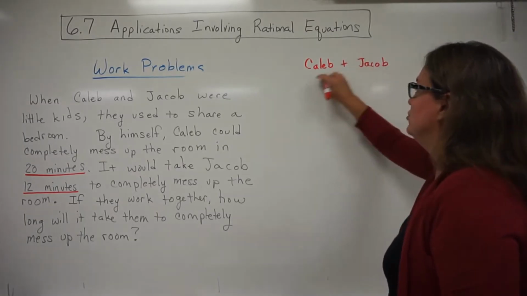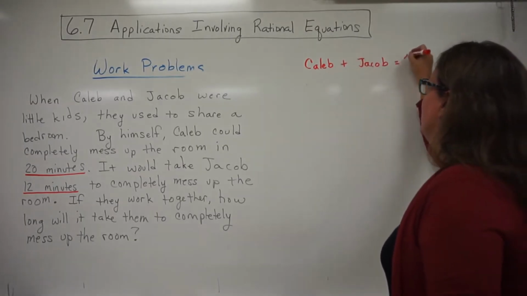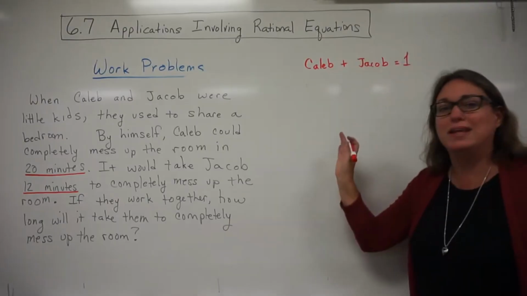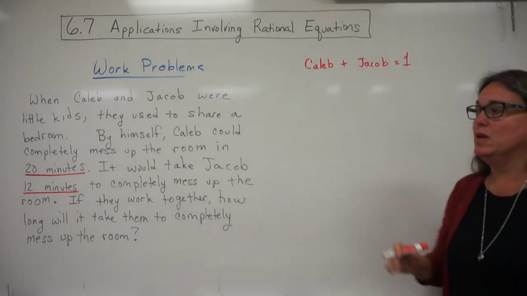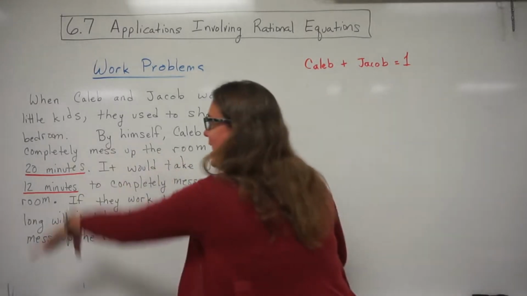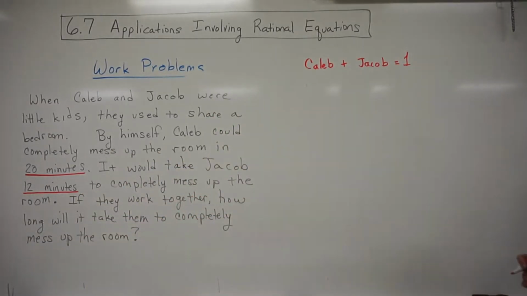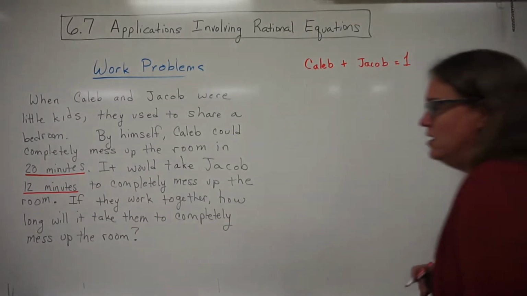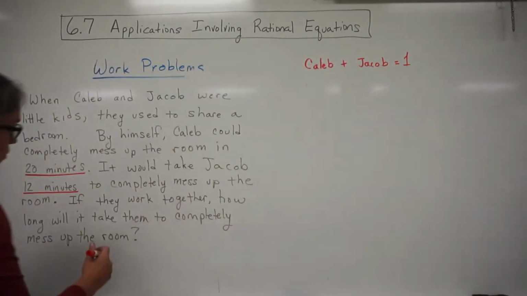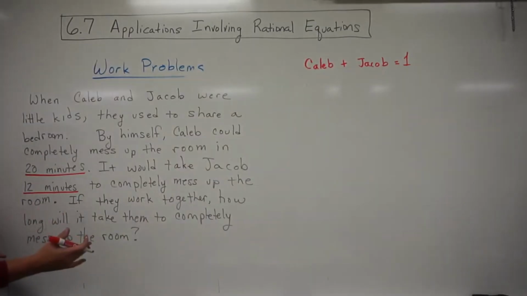I'm going to add their two fractions together, and that should equal one entirely messed up room. So remember the structure we had over here earlier about what goes on top of the fraction and what goes on the bottom of the fraction. The question is, how long will it take them working together to completely mess up the room?